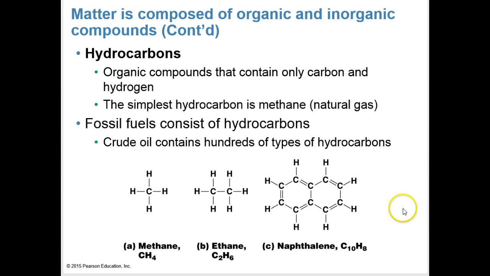These are from living organisms that died long, long ago and were subjected to the pressures of the earth to turn them into the crude oil that we use today. Naphthalene is shown here. You probably have smelled naphthalene before. It's also known as mothballs. But it is made out of carbons that form rings and also then have the hydrogen surrounding them.